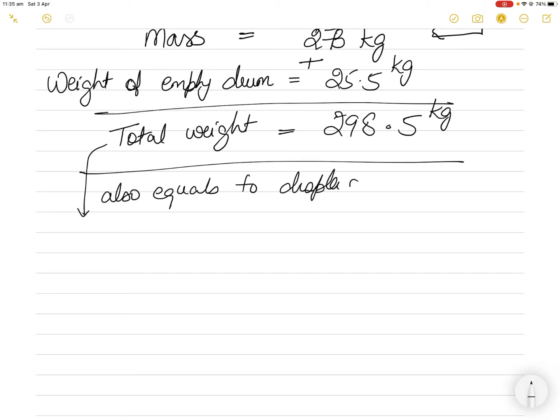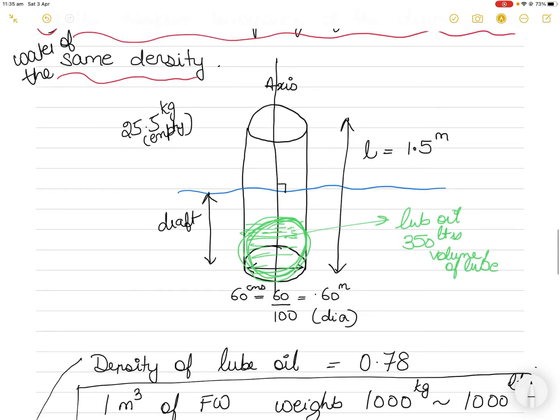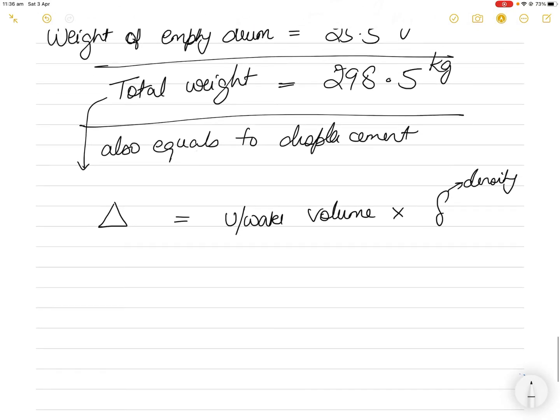What is displacement? Displacement is the total weight of the drum in this case. We use it for ships. So how is displacement denoted? Displacement is denoted with a triangle. So displacement equals underwater volume multiplied by density. This is the symbol for density. Now this cylinder, if you think about it, when I load the lube oil in it, the volume of the cylinder under water multiplied by the density in which it is floating will give us the total displacement of the cylinder, the total weight of the cylinder, right?